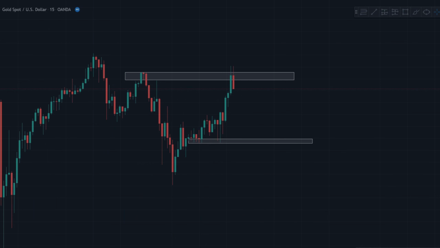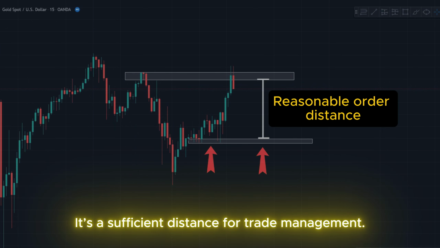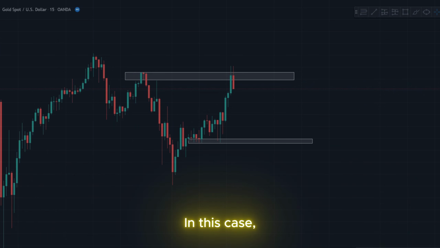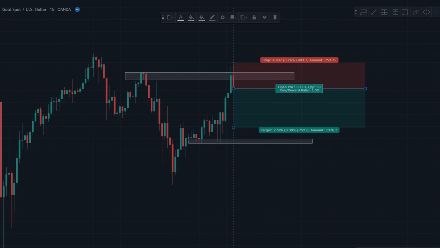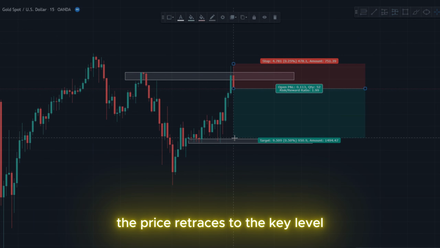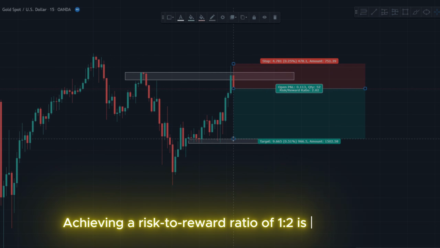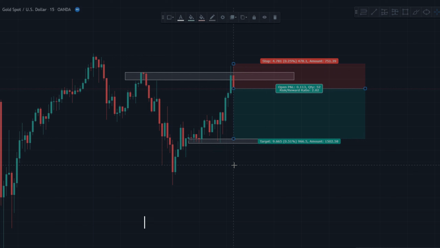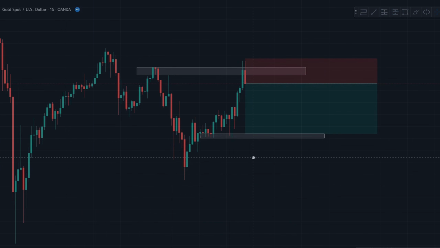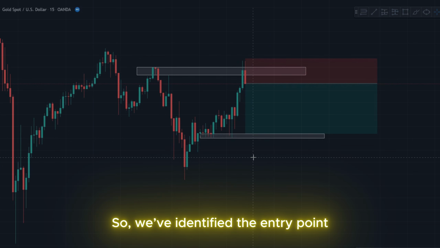Plus, the distance between this key level of the minor wave and this significant key level is far enough apart to manage a trade. It's a sufficient distance for trade management. In this case, we'll enter a sell trade. In this scenario, the price retraces to the key level of the minor wave. Achieving a risk-to-reward ratio of 1 to 2 is very good. We can manage this trade, so we've identified the entry point and a safe stop-loss placement.